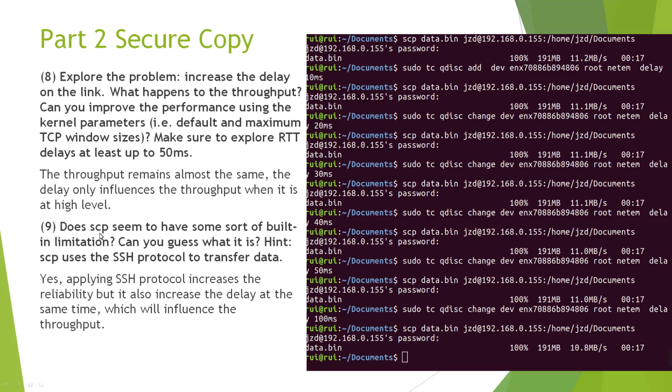And because the SCP program is based on the SSH protocol, and this protocol is built on a TCP connection, it should ensure all the data is transferred to the other side. So if packet loss or delay happens, it will use flow control or congestion control to lower the speed.